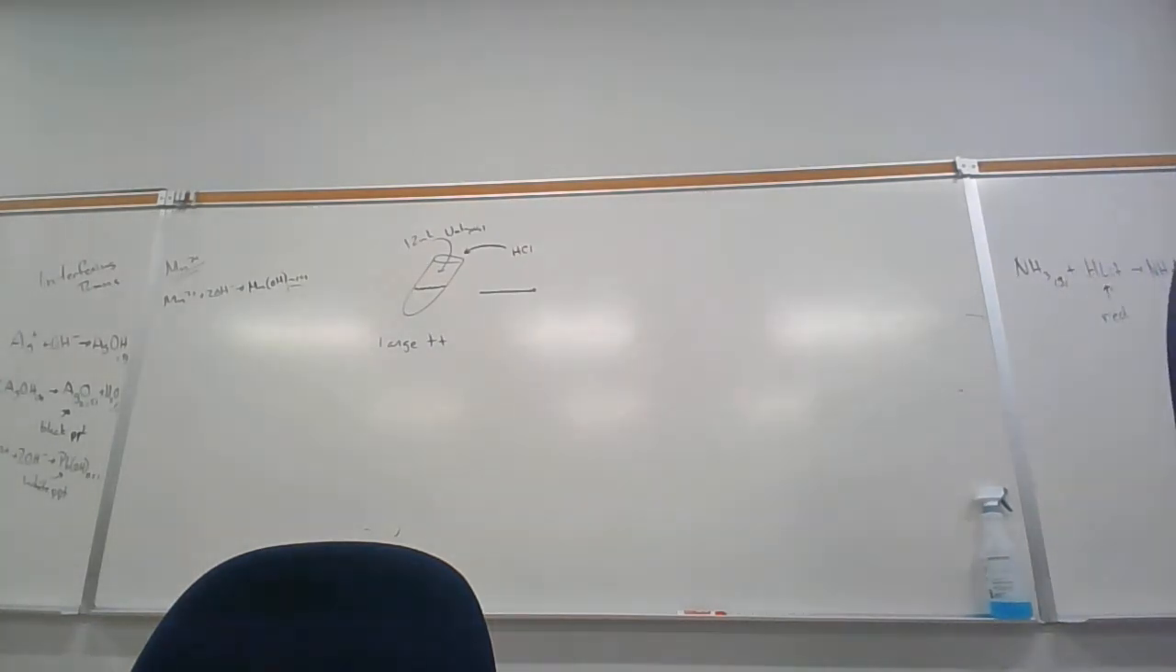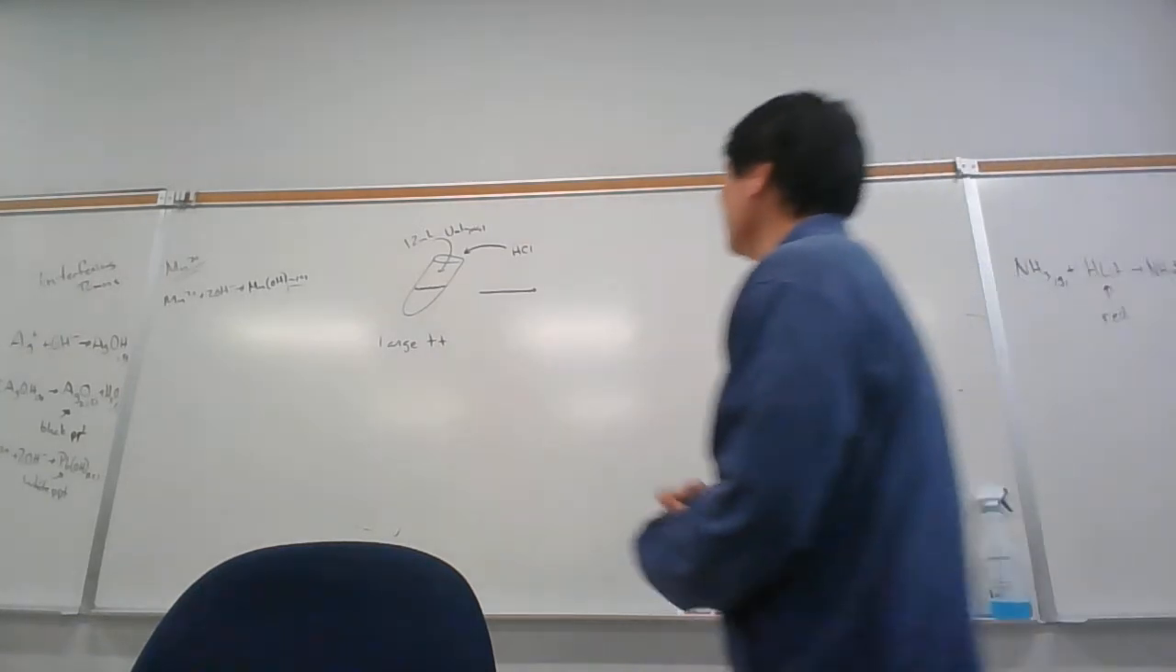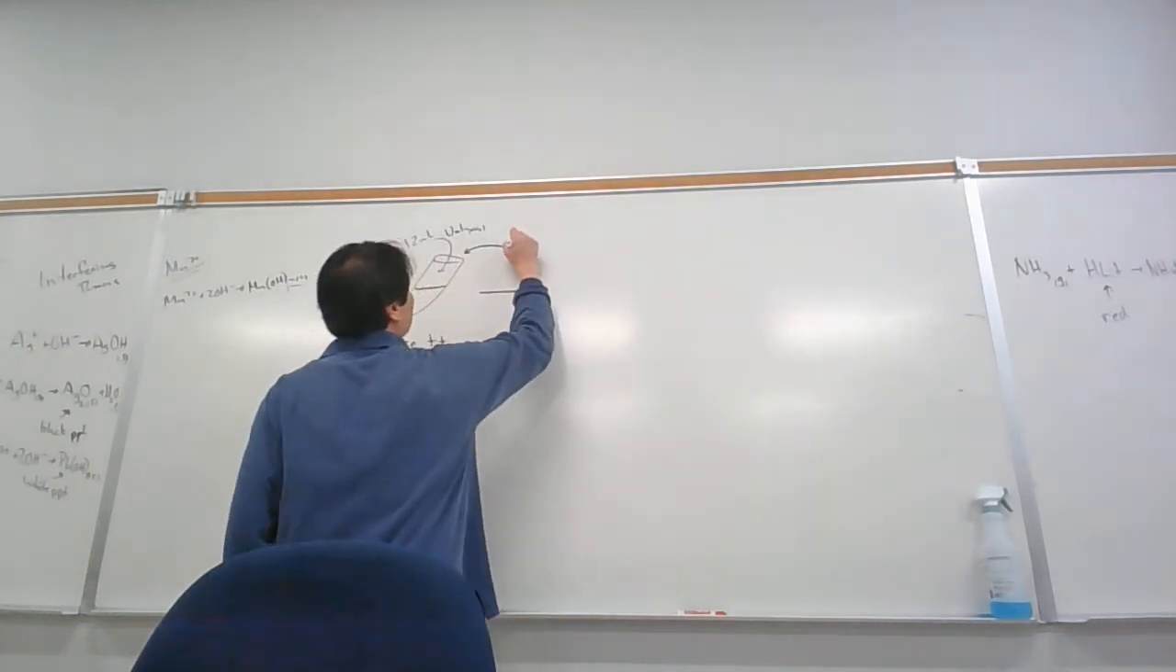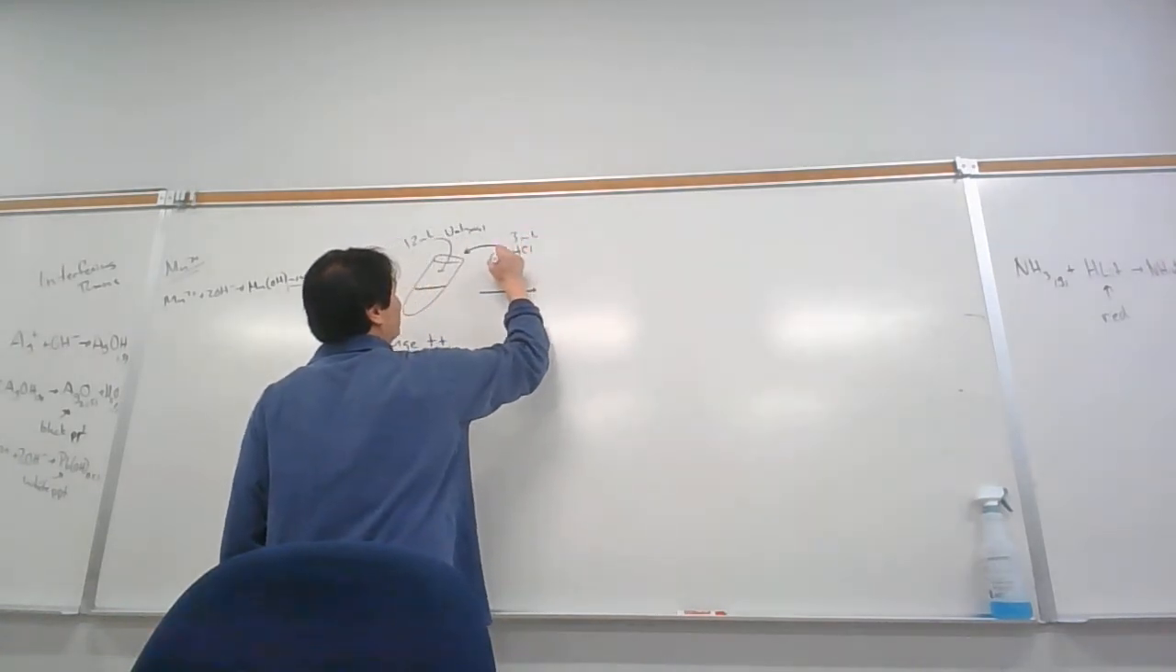So here, I'm going to go back up and read the procedure. This is step B. Separation and identification of silver ion. Place 12 milliliters of cation mixture in a large clean test tube. Add 3 milliliters of 6 molar HCl. And so they're telling us to add 3 milliliters of 6M HCl.